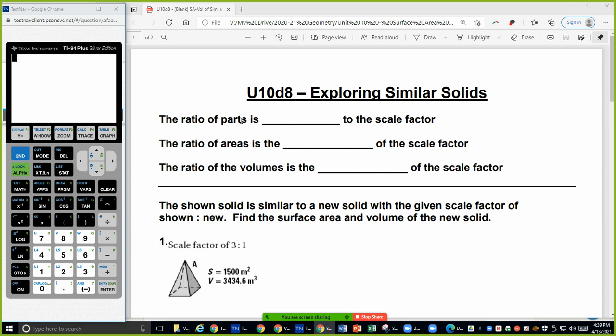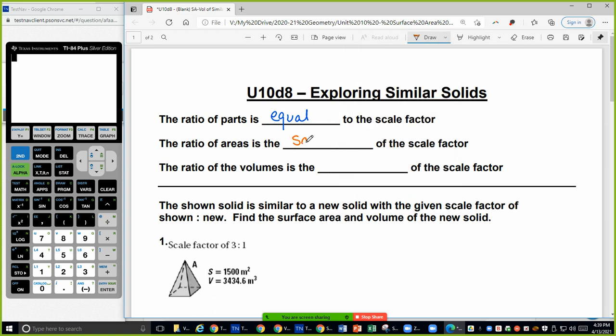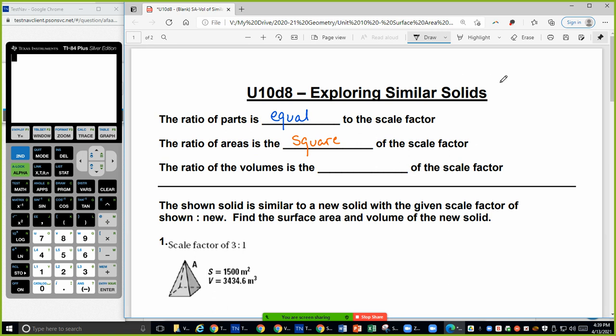We've already talked about how the ratio of our parts is equal to the scale factor. And we know that the ratio of the areas is equal to the square of the scale factor. We did that when we previously looked at similar shapes. We didn't look at three-dimensional shapes, we looked at flat ones, so they only had parts like sides and altitudes and radii and diameters. But now we're going to be looking at three-dimensional shapes.